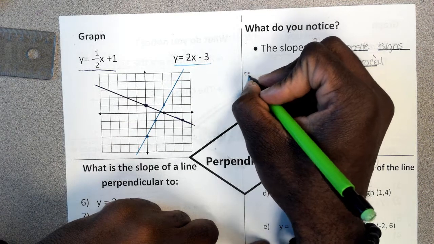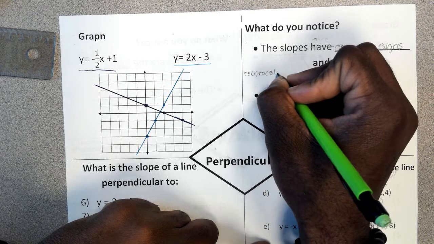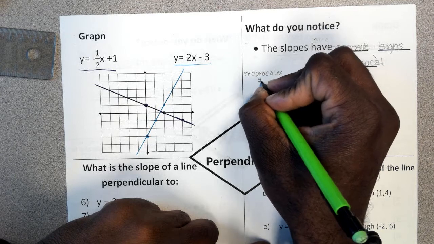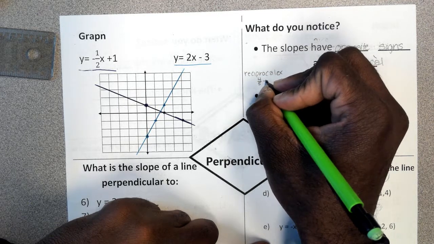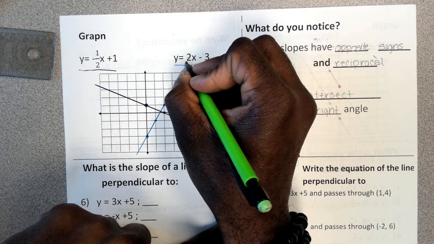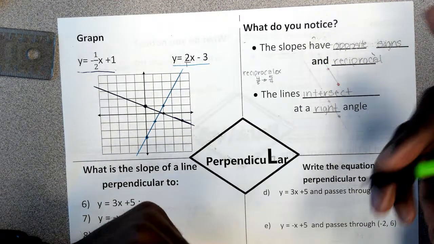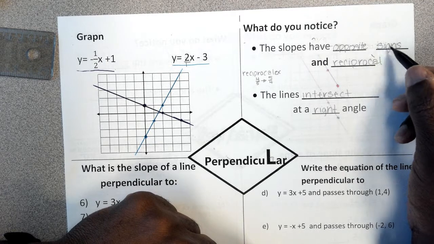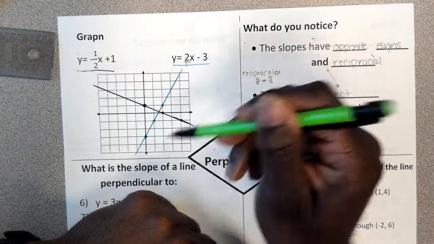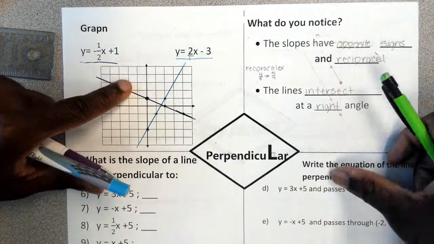Reciprocal is best described with an example. If I have 4/5, the reciprocal would be 5/4. With whole numbers, you have to remember we can put those over 1. So negative 1 over 2, flip it and reverse it. You do two things: you change the sign and flip it. So positive 2 over 1, which is what we have right here, makes it reciprocal and makes it perpendicular.